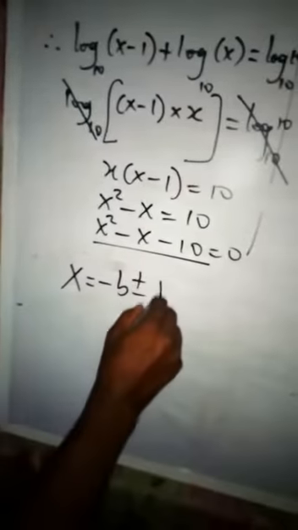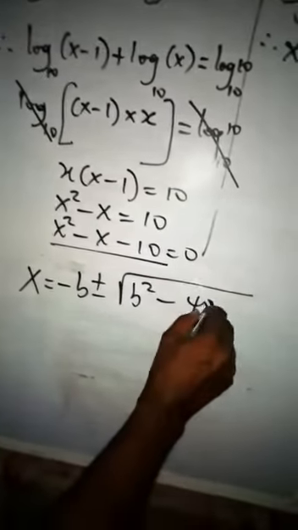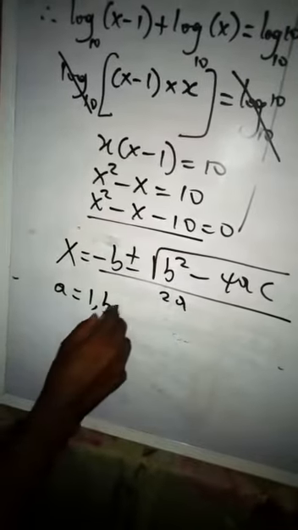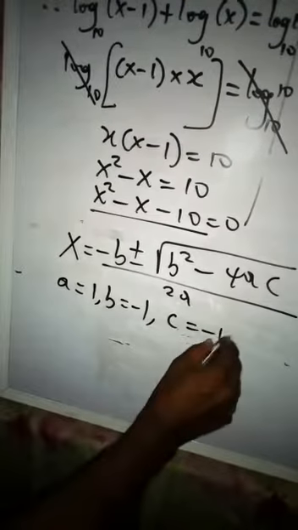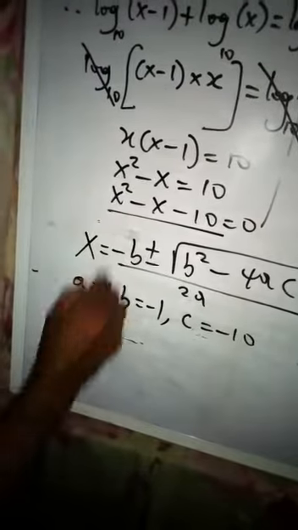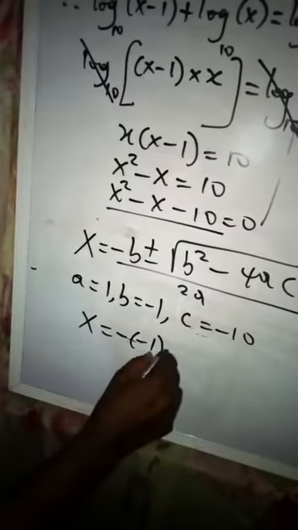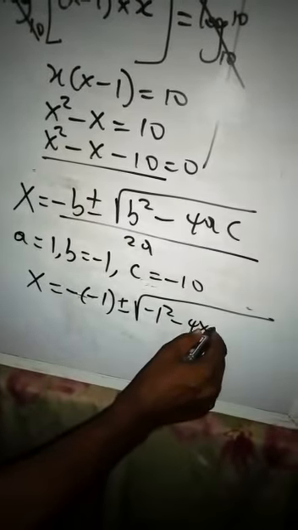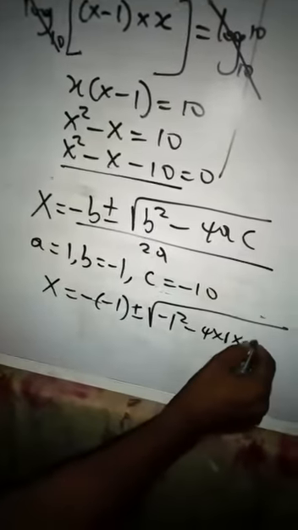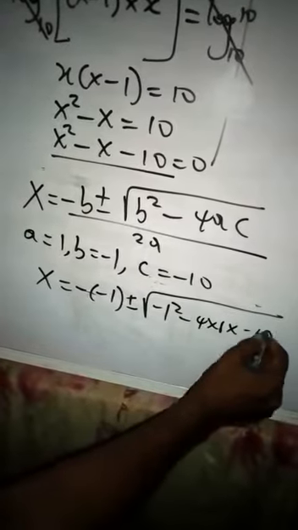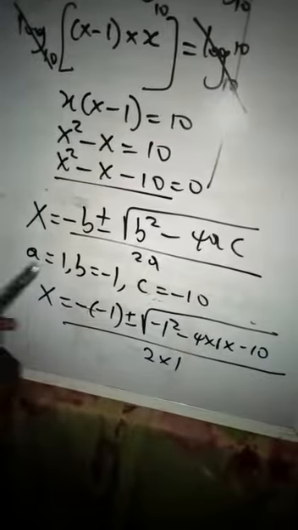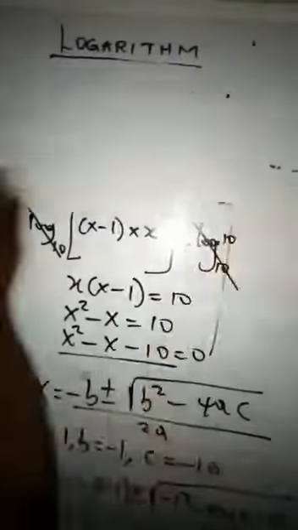which is given as x equal to minus b plus or minus square root of b squared minus 4ac, divided by 2a. Now in this case, a is equal to 1, b equal to minus 1, and c equal to minus 10. So when we substitute, x equal to minus (minus 1) plus or minus square root of (minus 1) squared minus 4 multiplied by a, a is 1, c is minus 10, divided by 2 multiplied by 1. So when we simplify this, minus minus is equal to plus 1.